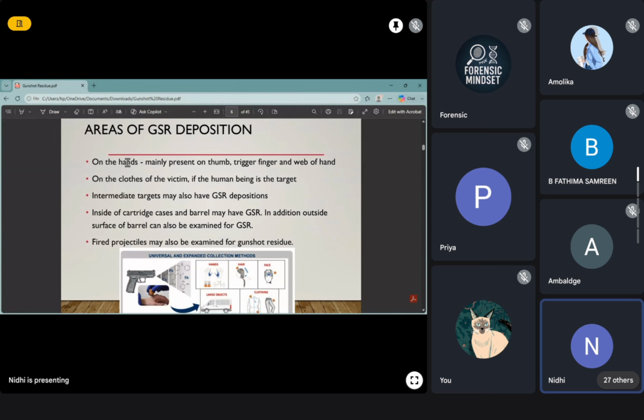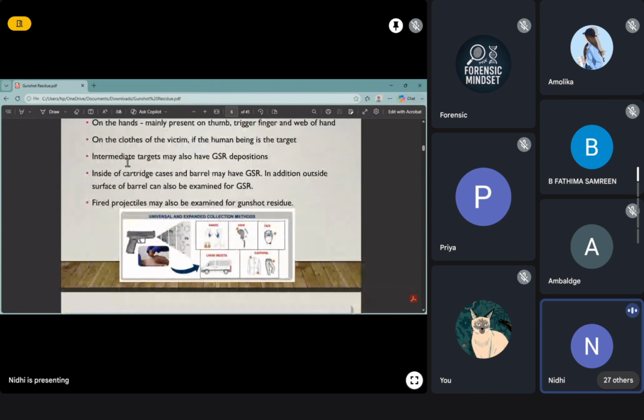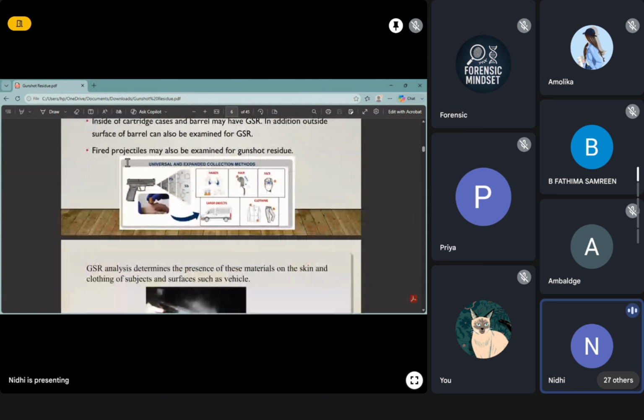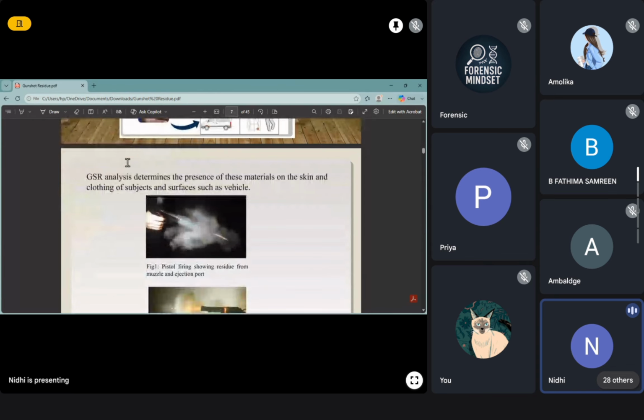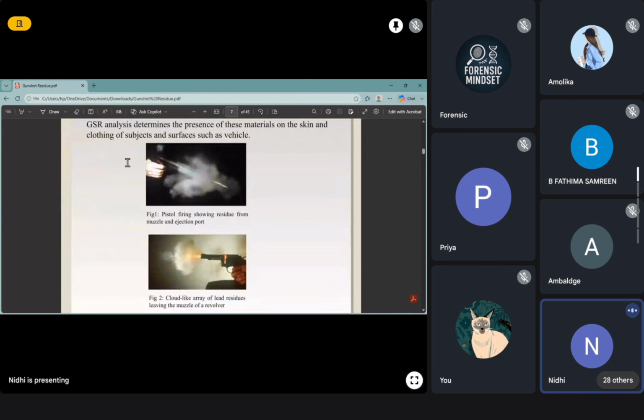Okay. So a fired projectile may also be examined for gunshot residue. Why are we using the fired projectile for gunshot residue? Because it might have some unburnt or remaining particles on it, which we can use as gunshot residue for analysis. Then GSR analysis determines the presence of these materials on the skin and clothing of the subjects and surfaces such as a vehicle.